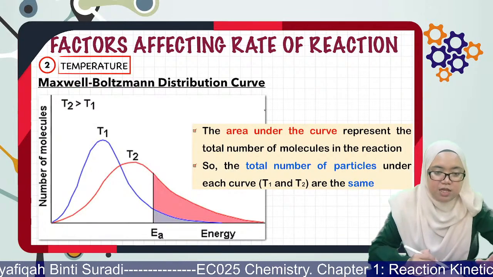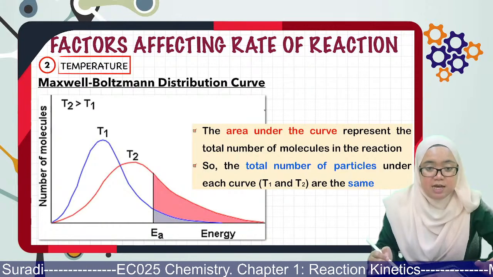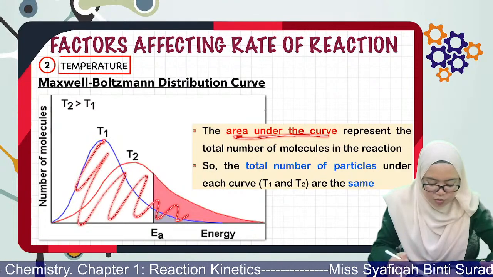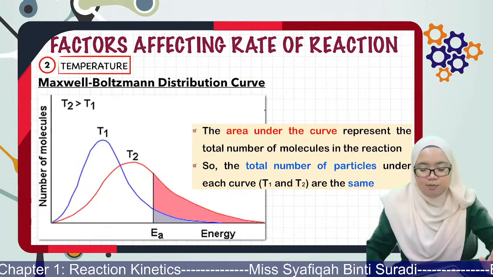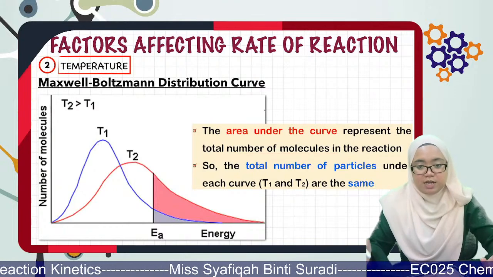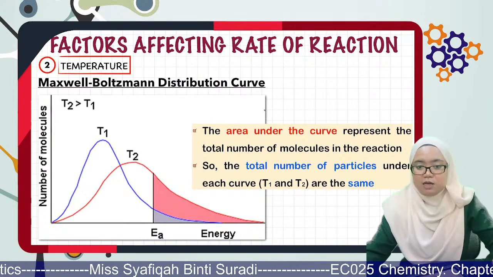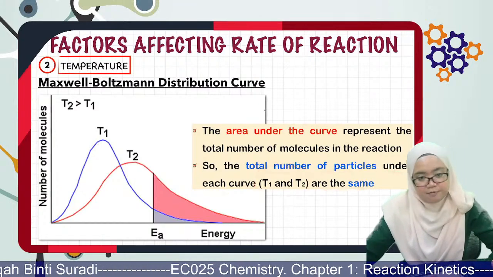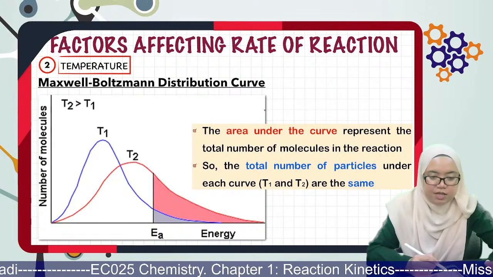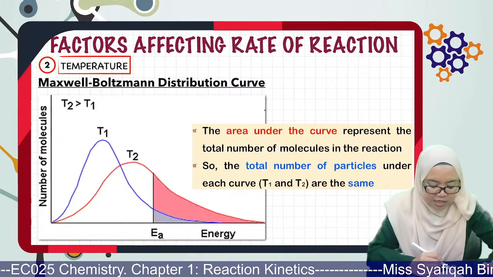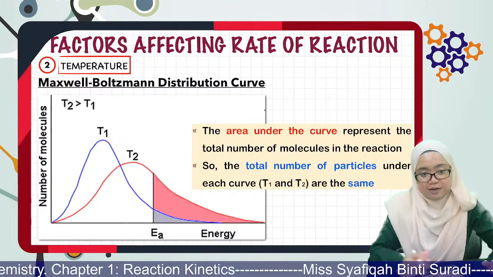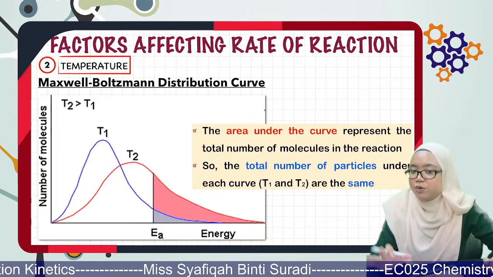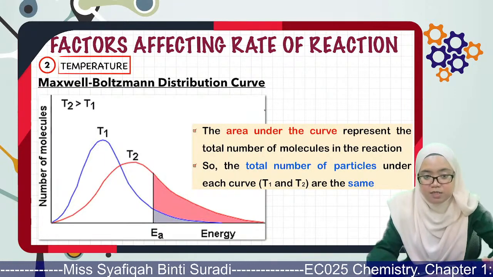Okay, so dekat bawah T1 dengan T2 punya curve kita ni, kita ada area under the curve. So area under the curve dekat sini, semua ni dia menunjukkan total number of molecule during the reaction. Okay, so total number of particle under each curve T1 dengan T2 ni sebenarnya sama je. Okay, sama je, cuma awak nampak macam T1 ni banyak sebab dia tinggi daripada T2. T2 dia landai. Tapi kalau awak kira area under the curve of T1 dengan T2, dua-dua dia sama. Dua-duanya ada total number of particle yang sama.